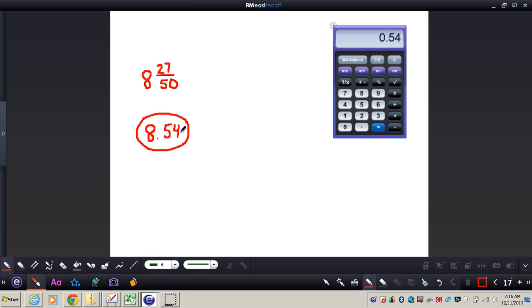So this is how you work with decimals and fractions, and how you take a decimal and make it into a fraction, and also make a fraction or a mixed number into a decimal.